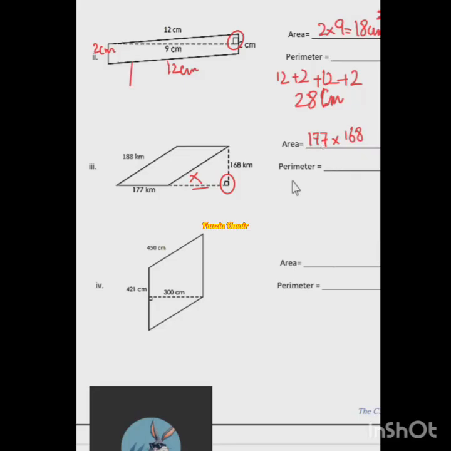So now the perimeter would be... we can do the multiplication. Can you do it on your own later on or should I do it? Ma'am, I can do this on my own. All right. So then what is the perimeter? Ma'am, so if 188 kilometer plus 177 kilometer, that's right, plus 188 again, that's right. And that's right. So what would be the sum? 188 and 177.